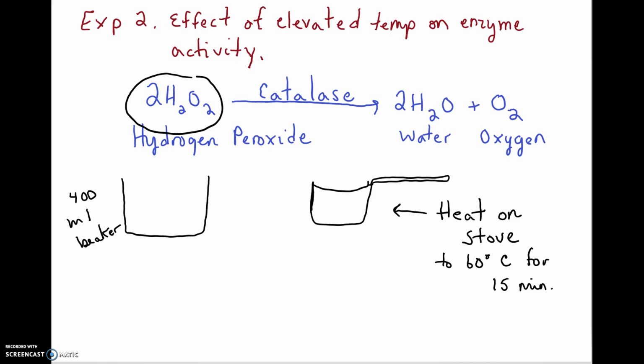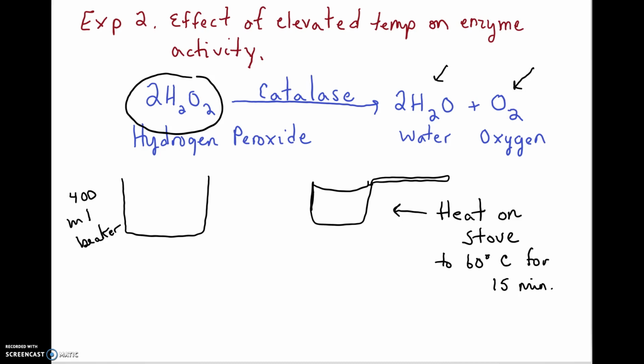Now hydrogen peroxide is generally produced when cells are metabolic. So our cells will produce this hydrogen peroxide, and that material can be very toxic to our cells. So our cells have to have a way of breaking it down. So we have an enzyme called catalase, which is responsible for breaking hydrogen peroxide down into water, which you see here, and oxygen.